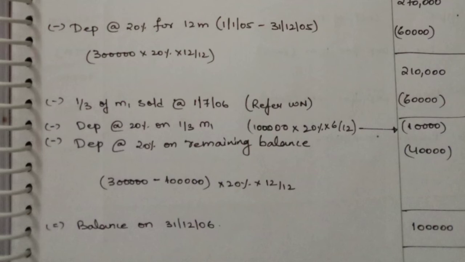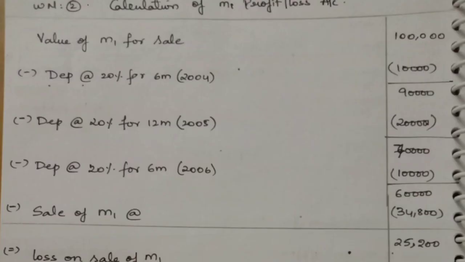Okay, and again for the remaining portion, that is the remaining balance out of 3 lakhs, you eliminate the 1/3 portion, and on the balance, that is 2 lakhs, you need to calculate the depreciation for the full year, because you are not selling the remaining balance, only 1/3 you are selling. So for 3 lakhs minus 1 lakh, 2 lakhs, you need to calculate the depreciation for the full year, which comes to 40,000.